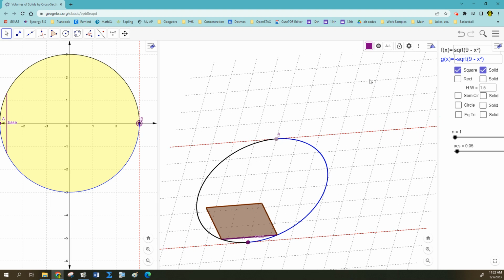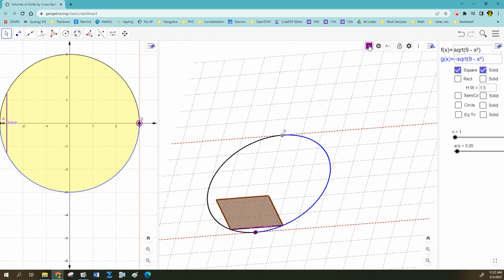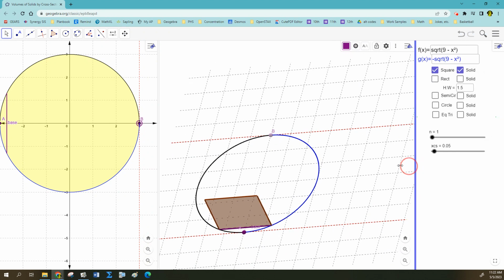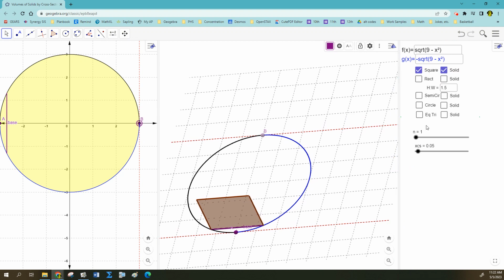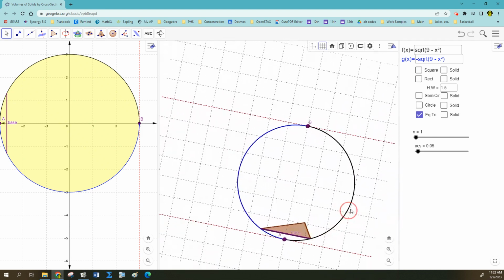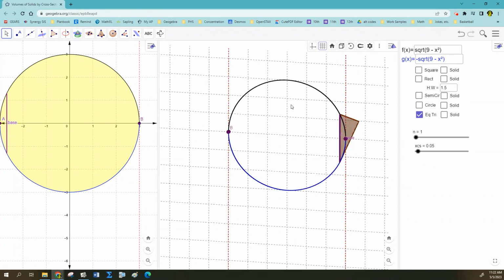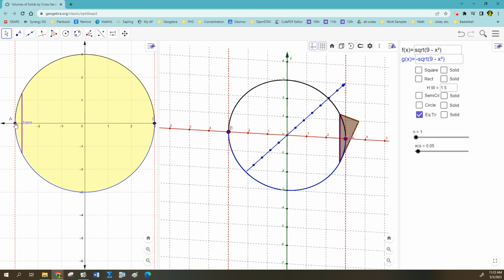And so let's see, what did this do? Oh, this is all messed up now. And they're supposed to be equilateral triangles. Yep. So we want to do those. Okay. I don't know where the axes went. Oh, there they are. So there's the x-axis. There's the y-axis. Okay, good.